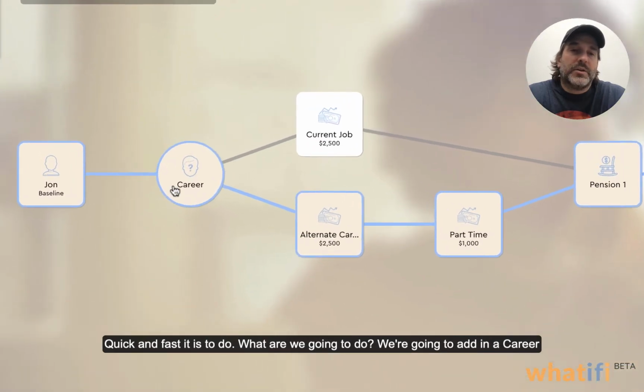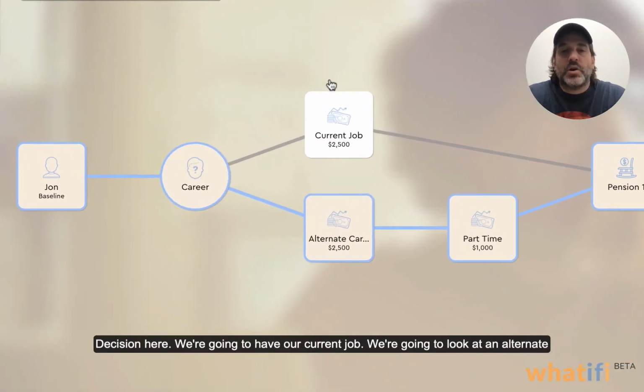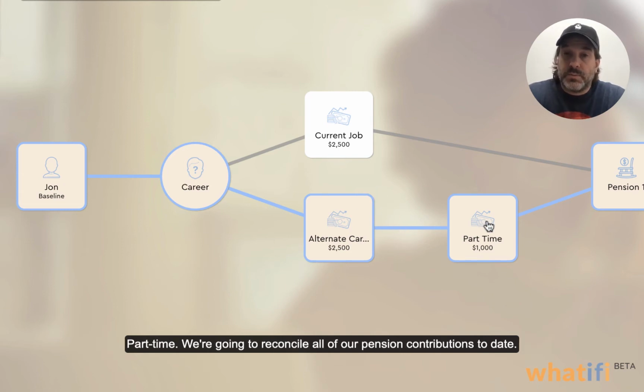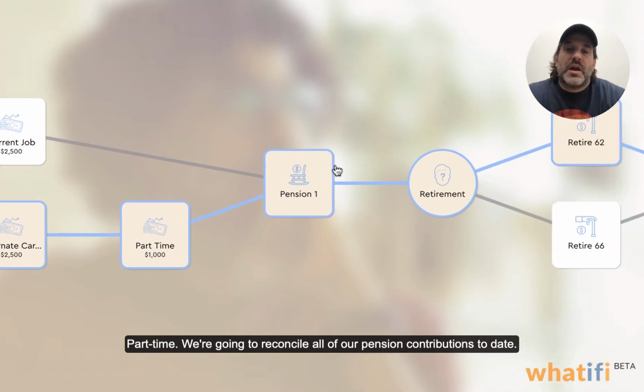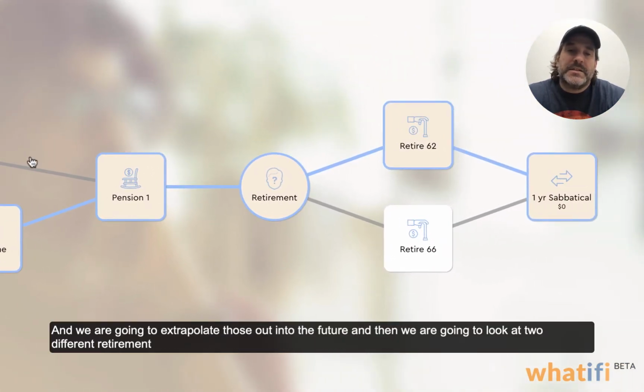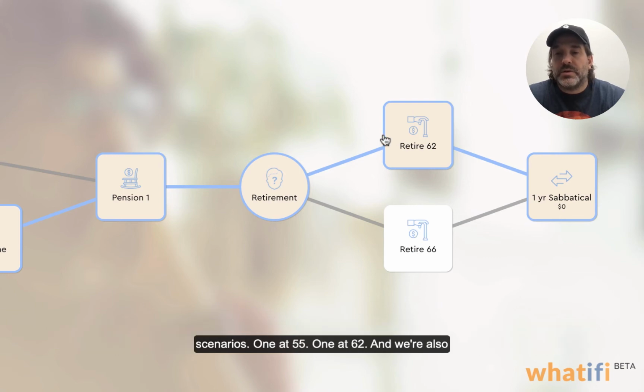We're going to add in a career decision here. We're going to have our current job, or we're going to look at an alternate scenario where we work for 5 more years at our current job and then switch to working part-time. We're going to reconcile all of our pension contributions to date, and we're going to extrapolate those out into the future. And then we're going to look at 2 different retirement scenarios, one at 55, one at 62.